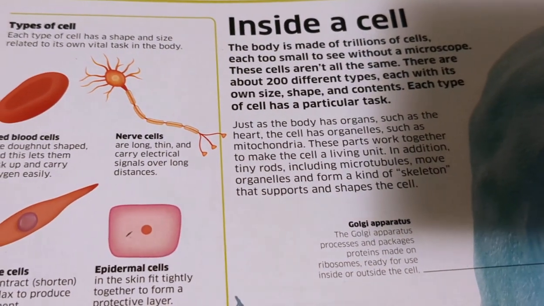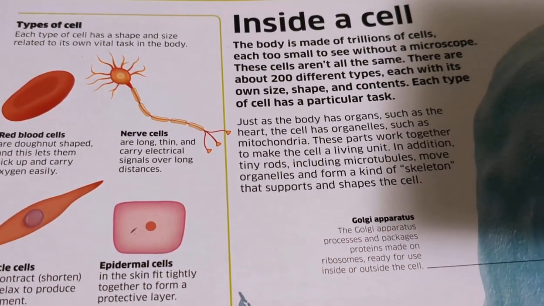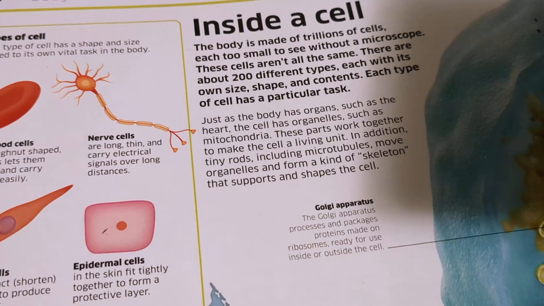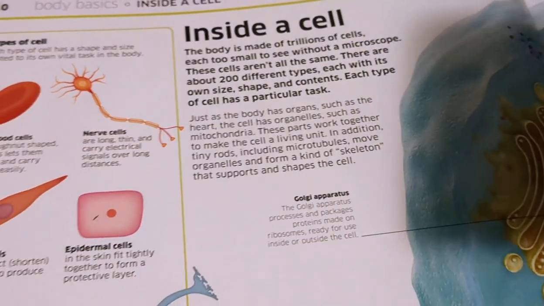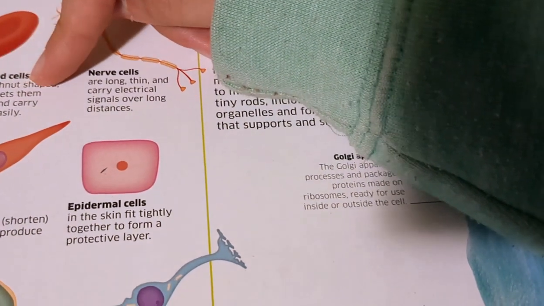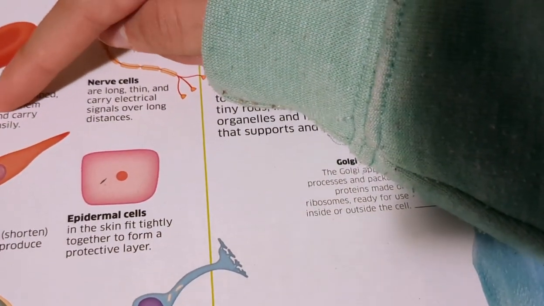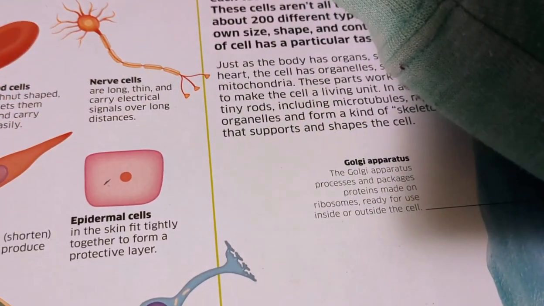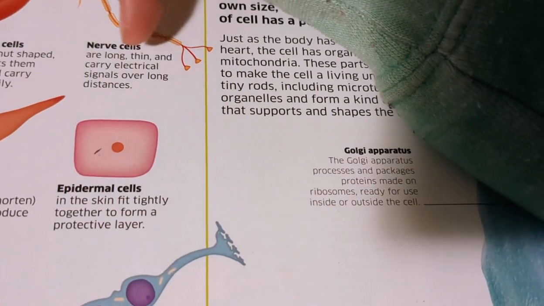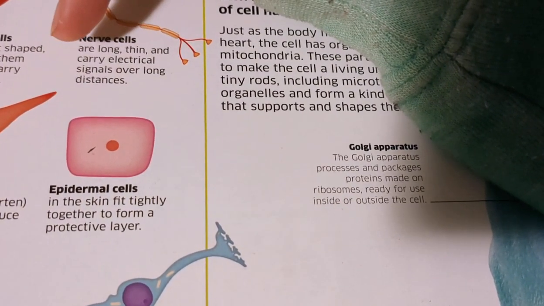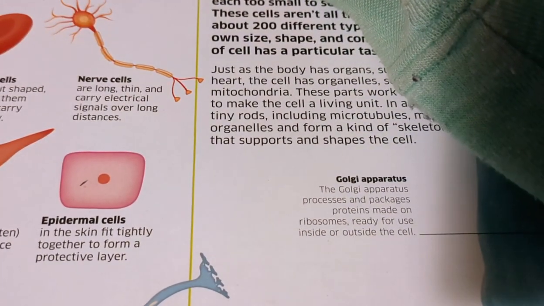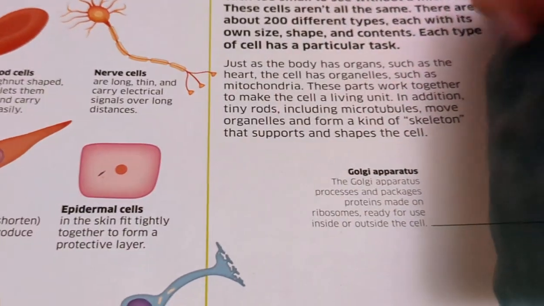Each type of cell has its own shape and size related to its own vital task in the body. So this is a red blood cell. They are donut-shaped, which lets them pick up and carry oxygen easily throughout the body. Nerve cells are long and thin and carry electrical signals over long distances. This helps your brain tell your body parts what to do and when.